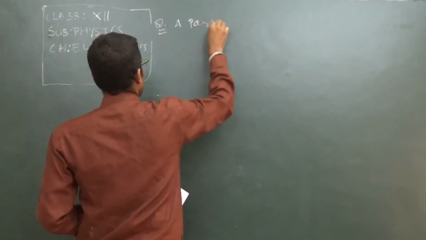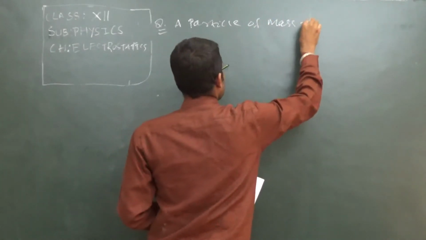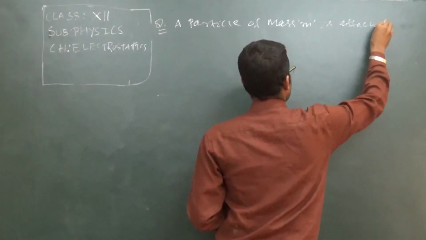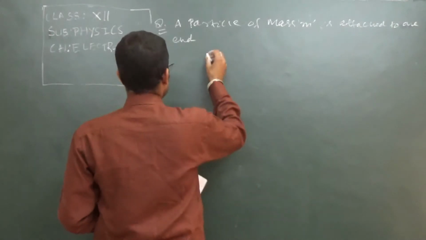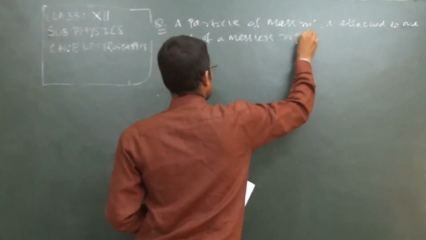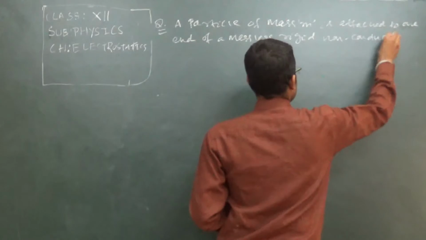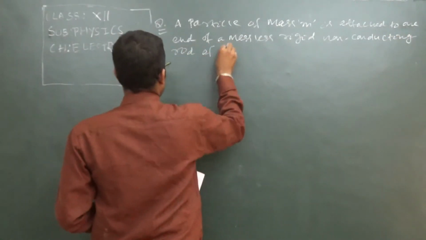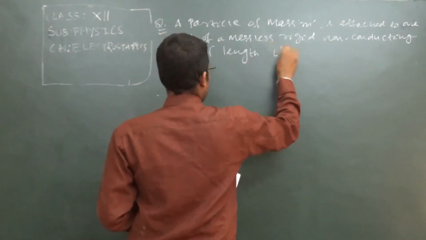A particle of mass m is attached to one end of a massless rigid non-conducting rod of length L. So this is the question.